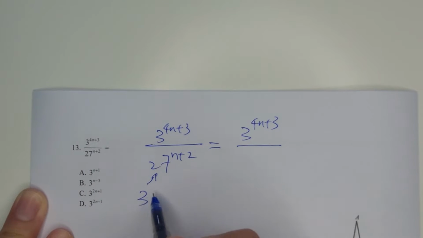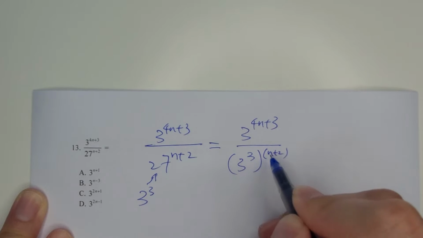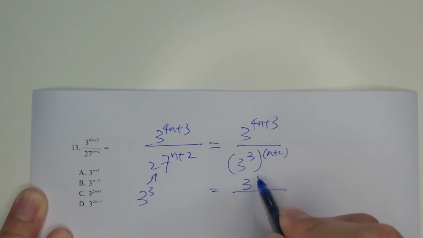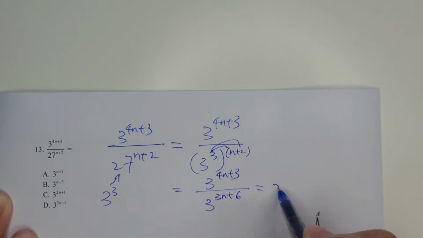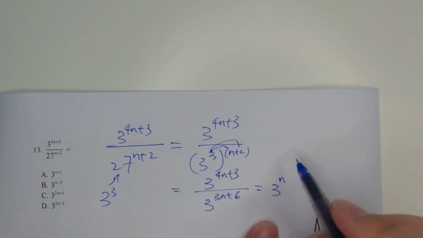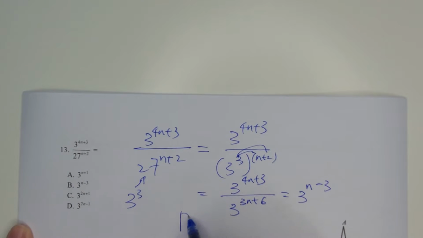Okay, so they will become 3 to the power 3, and when you write in this way, the n plus 2 needs a bracket, because this power 3 should distribute to both n and positive 2. So there will be 3 to the power 4n plus 3 and 3 to the power 3n plus 6, not 2 but 6. 3 times n, 3n, and 3 times 2, 6. Next, that will become 3 to the power 4n minus 3n, that's 1n. 3 minus 6, that's minus 3. Okay, so the final answer will be B for boy.